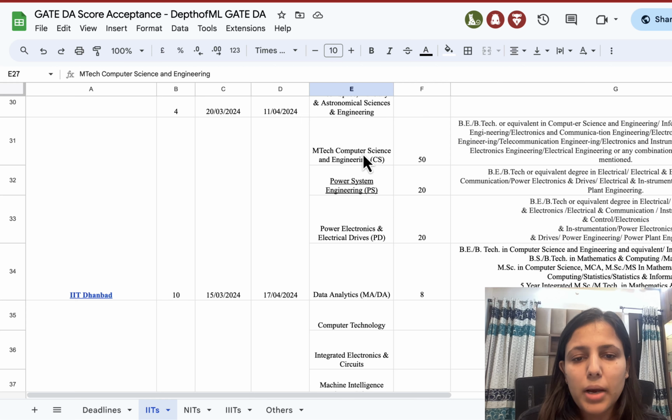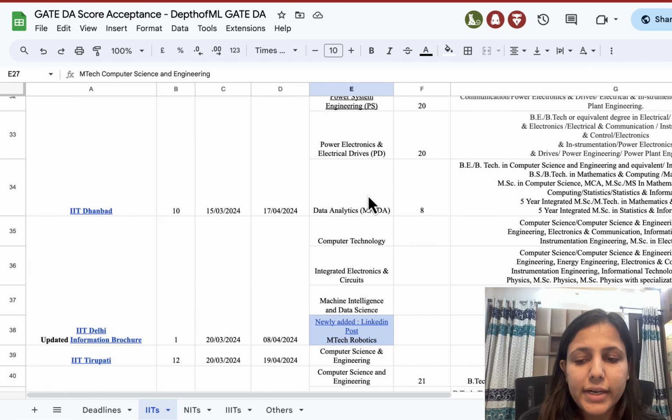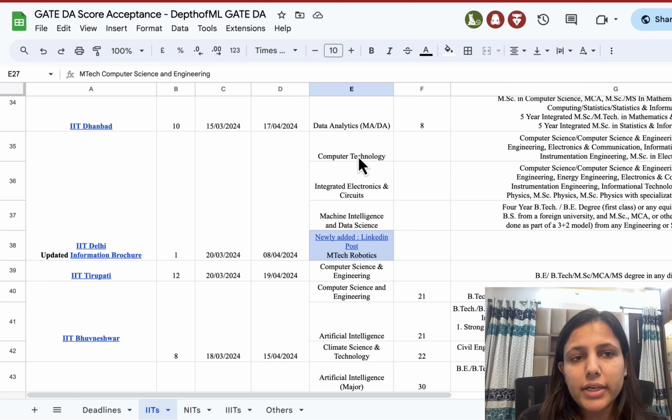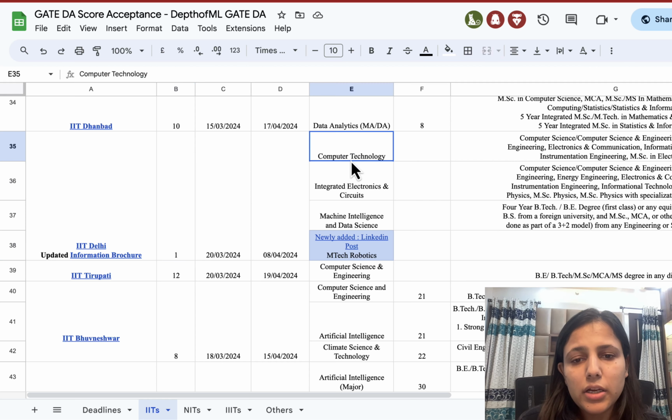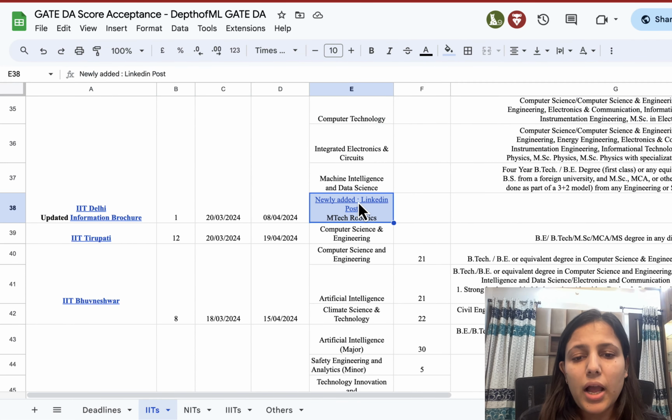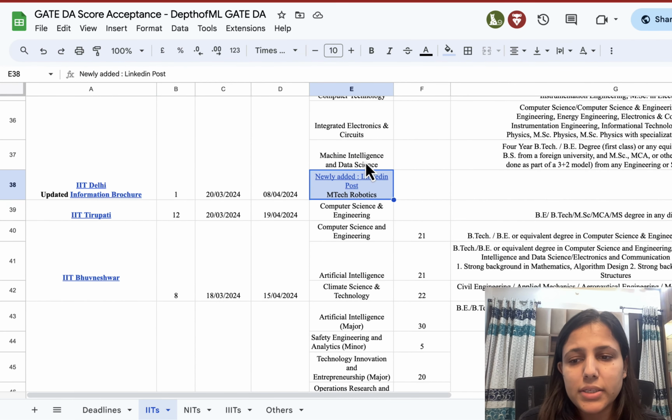Talking about IIT Dhanbad, it's accepting the GATE DA score in the computer science program as well, along with power systems and engineering, power electronics and electrical drives, and data analytics. IIT Delhi, the deadline without fine has passed, but you can still fill the form for IIT Delhi with some fine. The programs they are accepting GATE DA score for are CTEC, Integrated Electronics and Circuits, Machine Intelligence and Data Science, MTech Robotics, and there's a LinkedIn post on which IIT Delhi made this announcement.